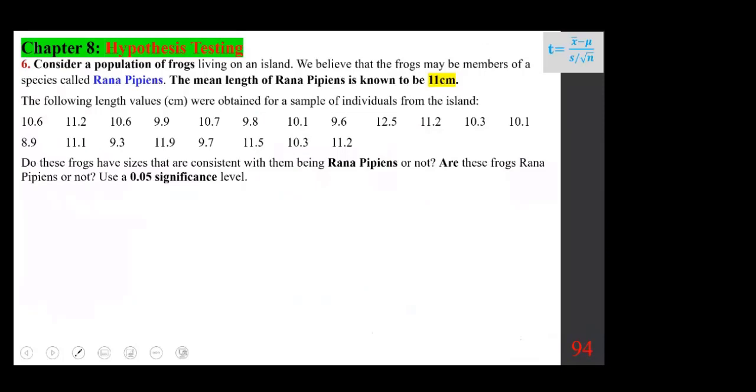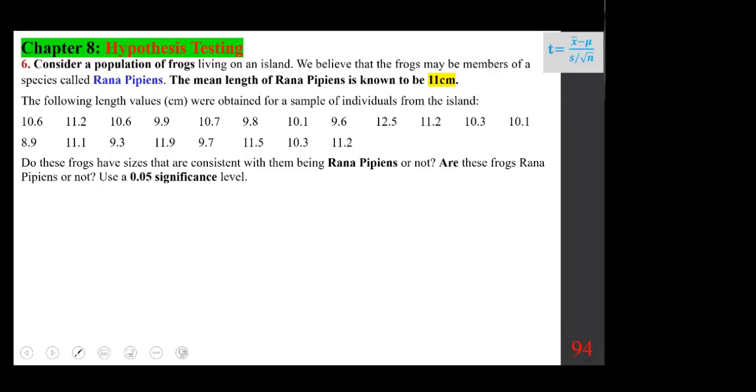Consider a population of frogs living on an island. We believe that the frogs may be members of a species called Rana pipiens. The mean length of Rana pipiens is said to be 11 centimeters. The following length values in centimeters were obtained for a sample of individuals from the island. Do these frogs have sizes that are consistent with them being Rana pipiens or not? Use a 0.05 significance level.